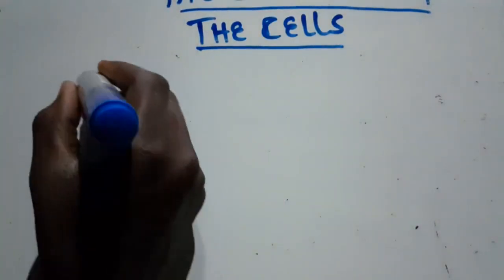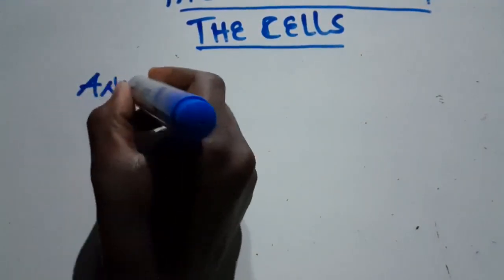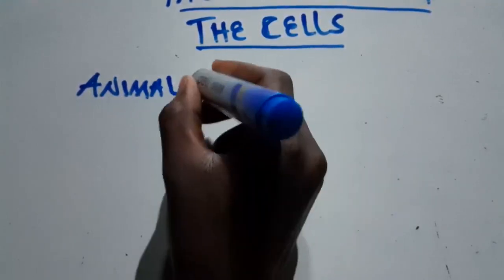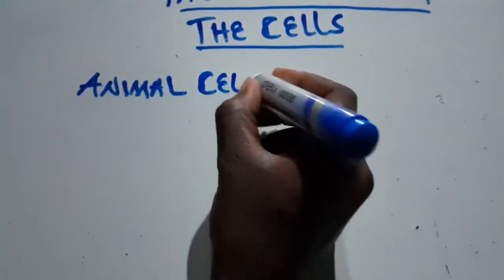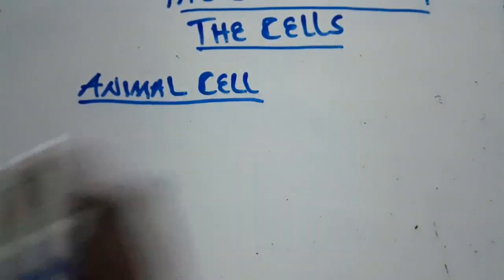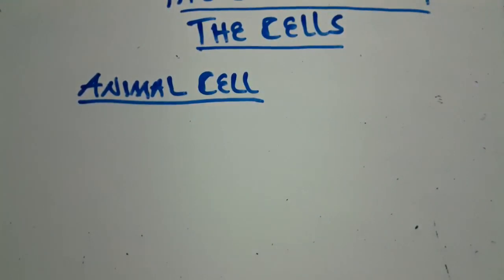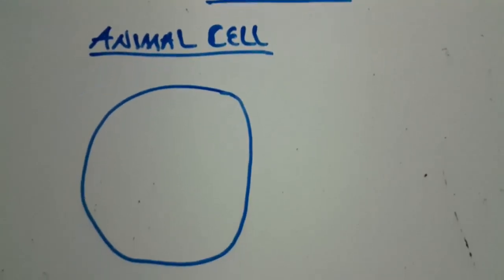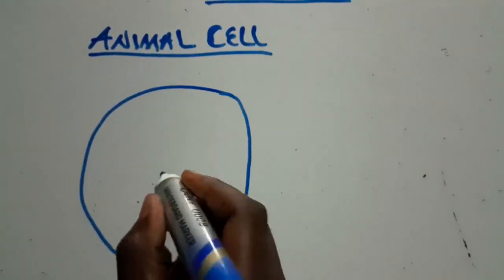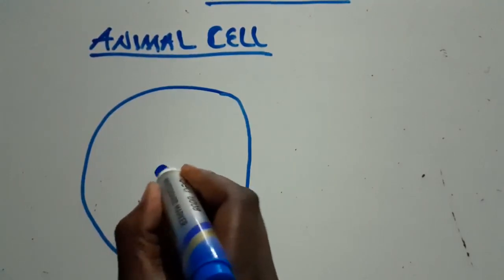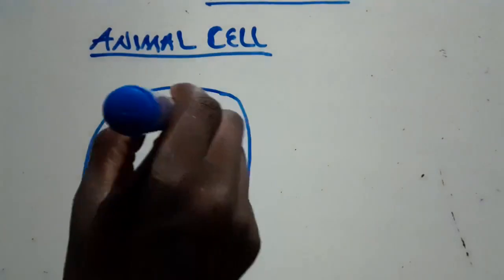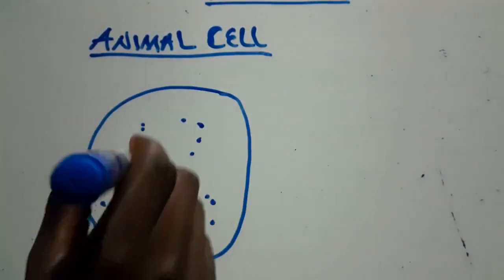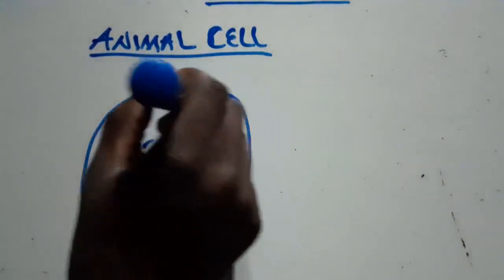The structure of an animal cell. It looks like this. Then there is a nucleus. Then outside there is a fluid called cytoplasm.